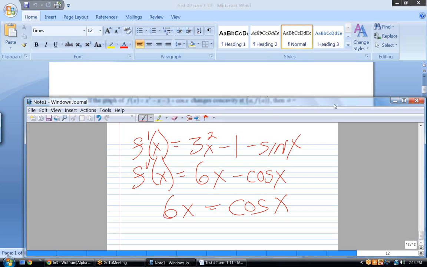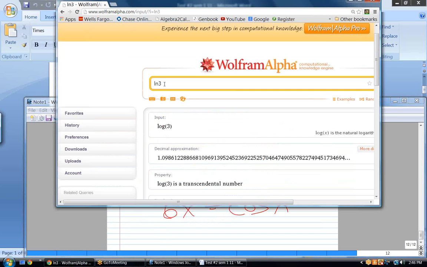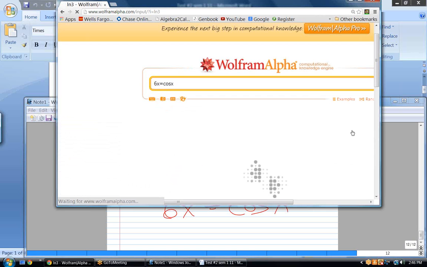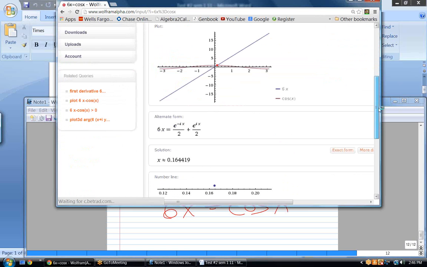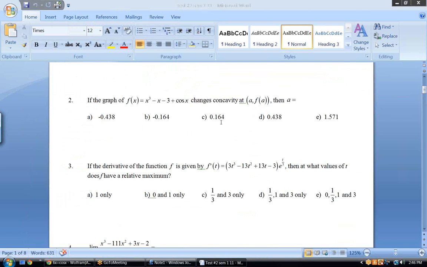What we have is a polynomial equal to a transcendental function. So I don't know how to solve this without a calculator, but with a calculator you just make one function y equals 6x, make the other function y equals cosine x, and find their intersection, and that's going to give you the solution. Let's see if Wolfram Alpha will do it. 6x equals cosine x. X equals 0.1644. Which is that one? That one right there.